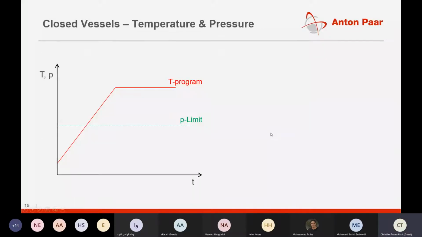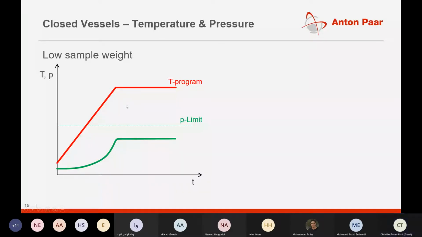What does that mean when we have a look at the completely closed digestion vessel? When we have a low sample weight, could be 100 milligrams, for example, and we start to heat, then the temperature will increase and also the pressure will increase. With the low sample weight, we will stay below the pressure limit, so we will reach the desired temperature, and our digestion will run at the desired temperature and will be successful.